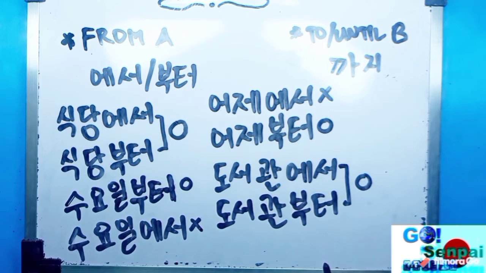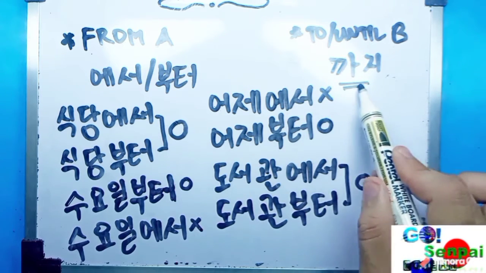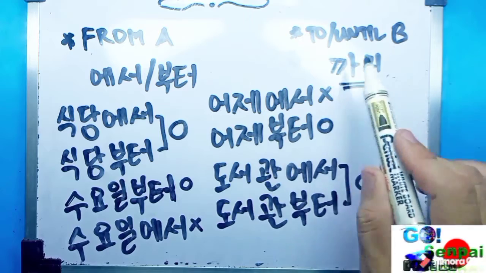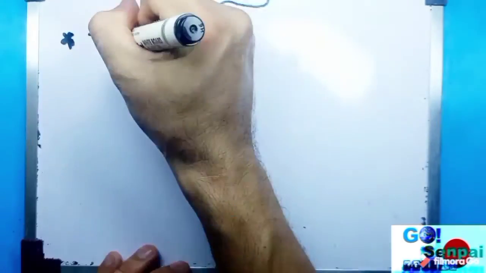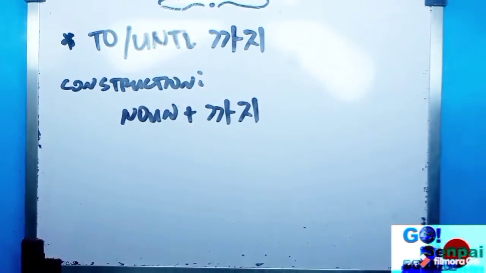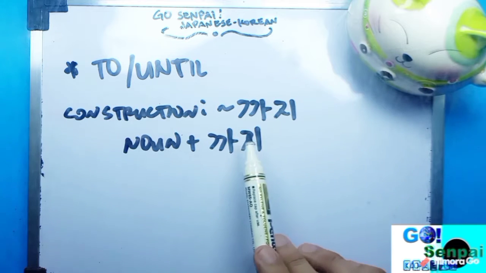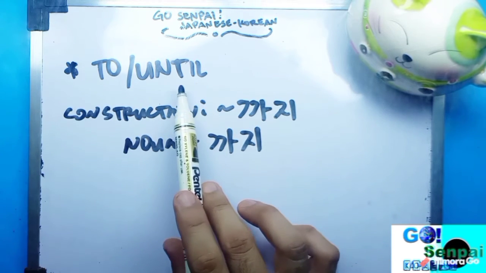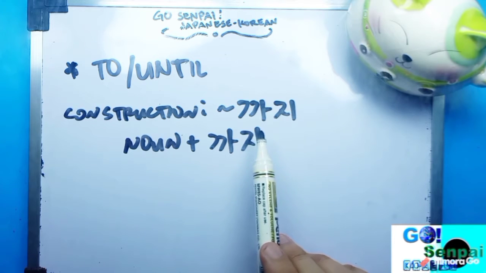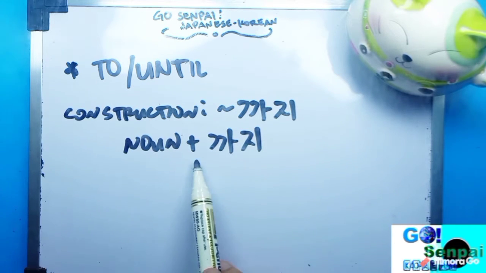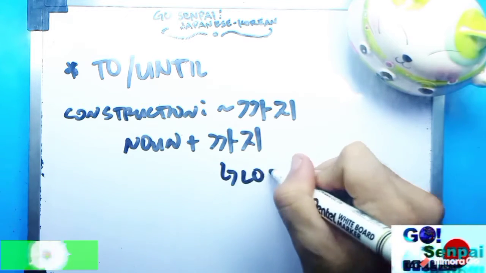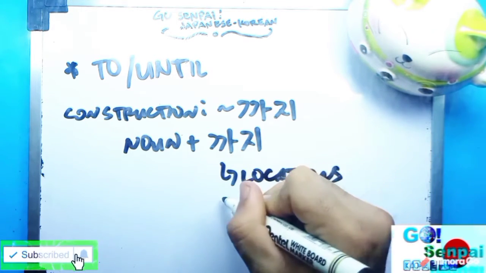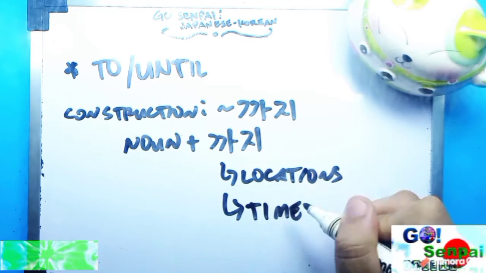Okay, so let's move on now to kaji. So it means to or until in English. Okay, so we have kaji. So in English, it means to or until. Similar to eso and buto, kaji are attached after noun. Okay, so after nouns. And you can use this when you want to talk about locations and time. Okay, so let's have some example.